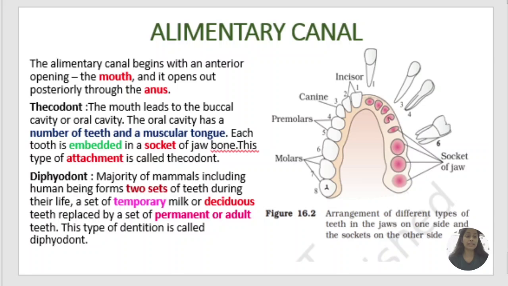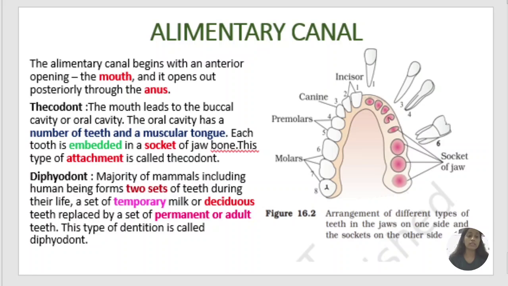The oral cavity has a number of teeth and the muscular tongue. Each tooth is embedded in a socket of jawbone. This type of attachment is called as thecodont. You can see in the image the right jaw has the socket of jaw, which is called as the thecodont.